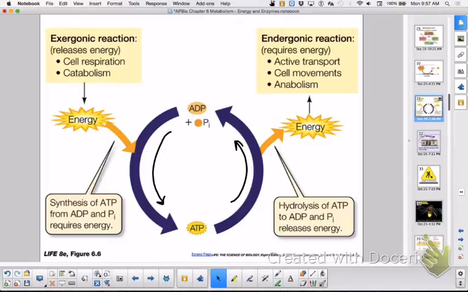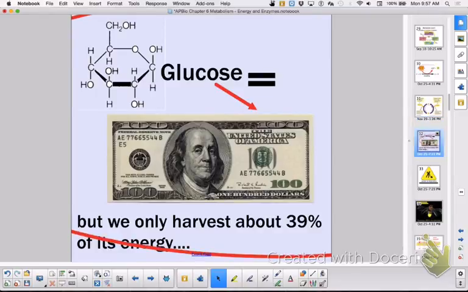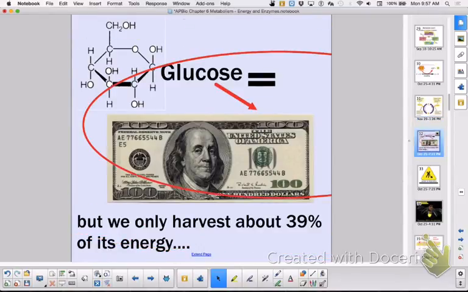Okay? So, as I said before, glucose is like a $100 bill, not a single. And just like I gave you that example before, you're going to convert that glucose into ATP, but our body, efficiency-wise, about 39% of that energy is captured from glucose and transferred into the bonds of adenosine triphosphate.